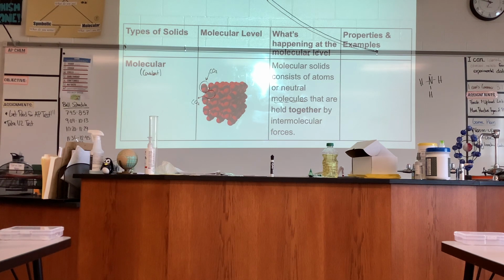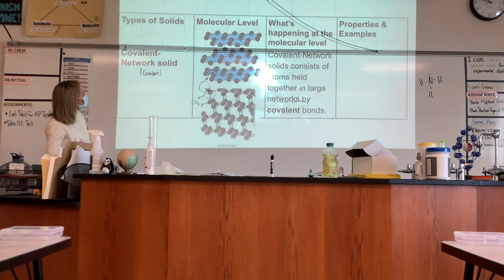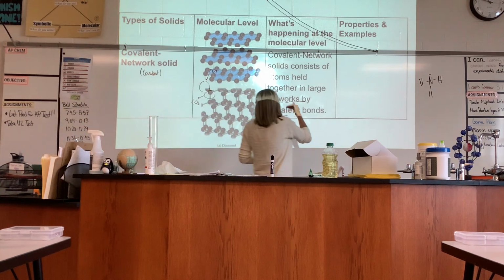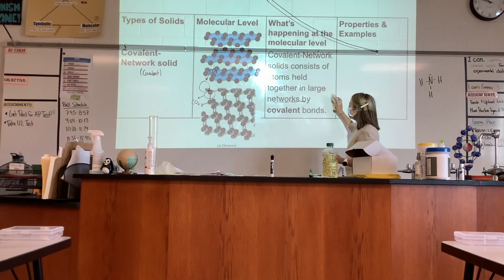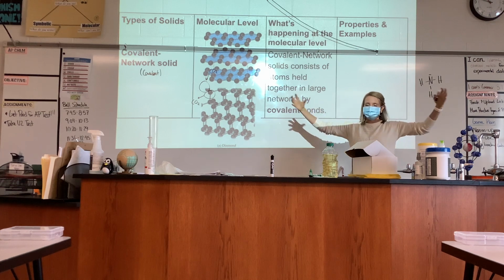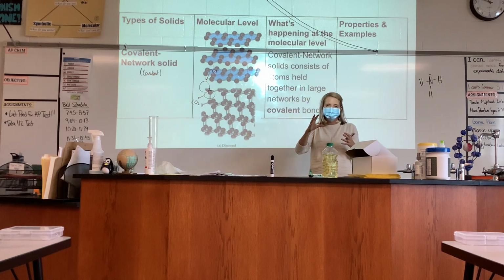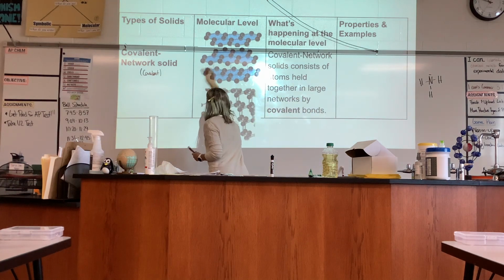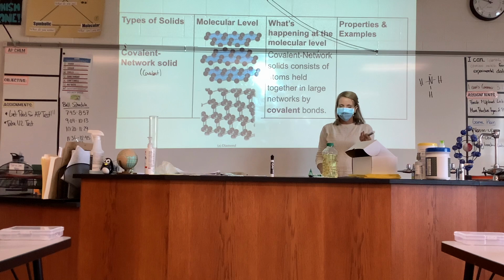Okay? The other type of covalent is known as a covalent network solid. Covalent network solids exist as atoms being held together by a very large network of covalent bonds. Think of bonding in all directions, giant connections. That's why it's called a network. This right here is a molecular view of diamonds. Diamond is a covalent network solid.